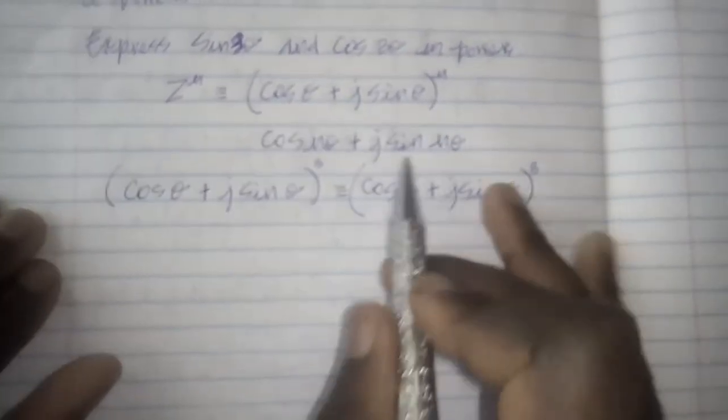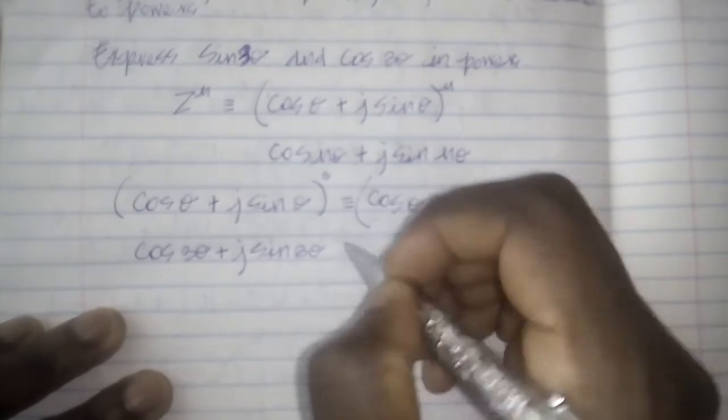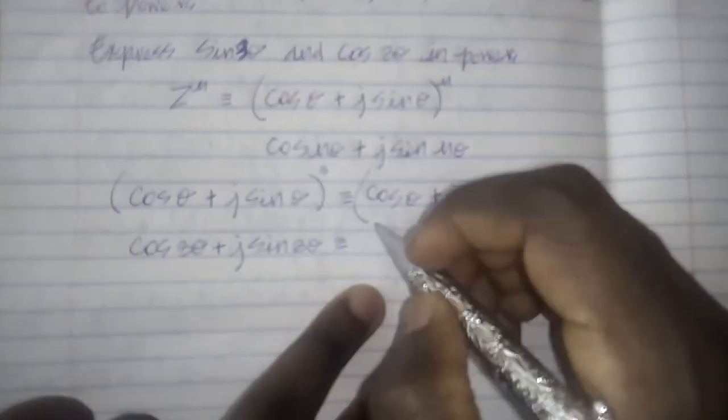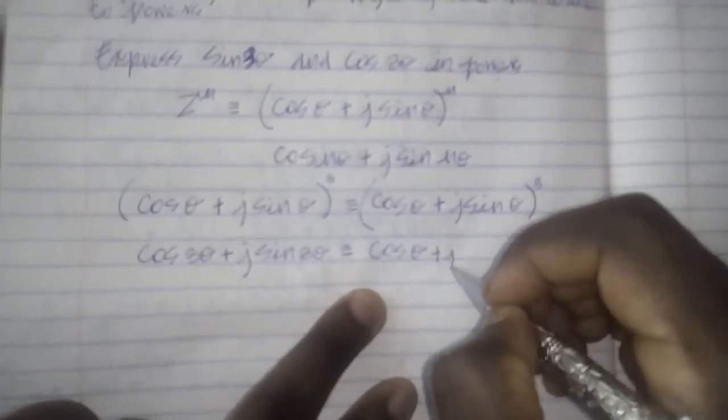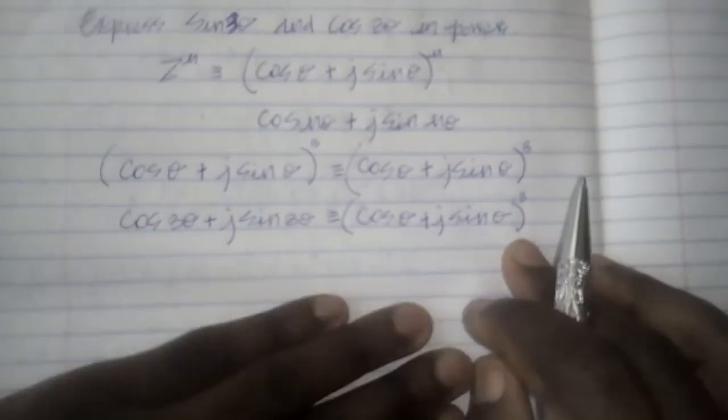Okay, so in order for us to get cos 3 theta and sine 3 theta, we can apply De Moivre's theorem on the left hand side. So we get cos 3 theta plus j sine 3 theta. On the right hand side we leave it like that. So on the left hand side we have applied De Moivre's theorem. On this right hand side, I want us to expand this, and then compare the real and the imaginary parts.